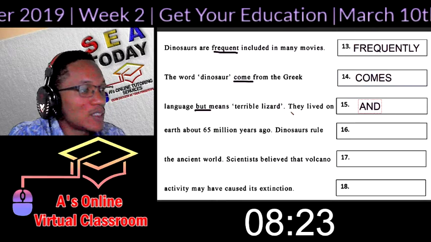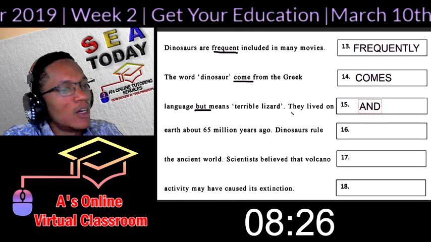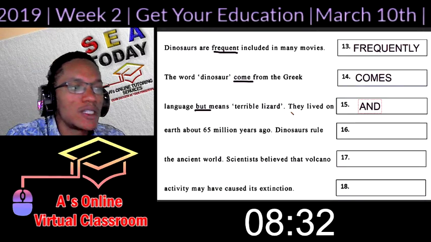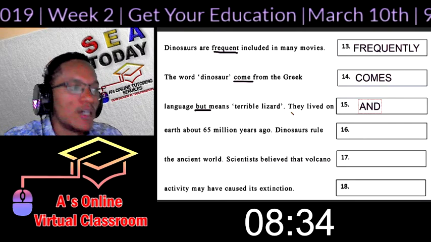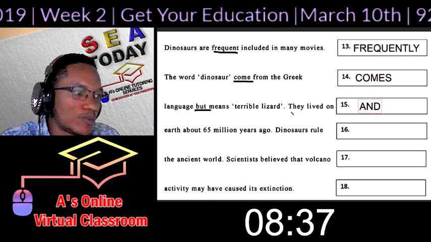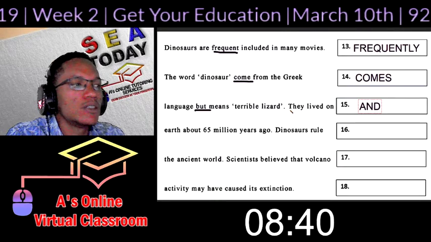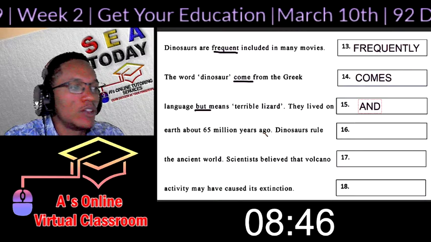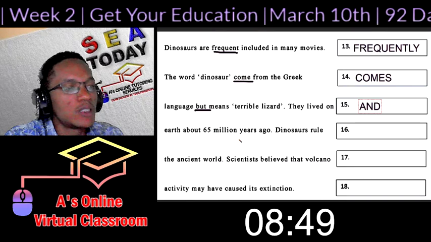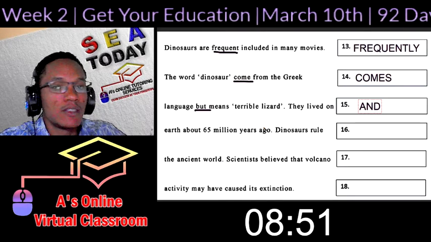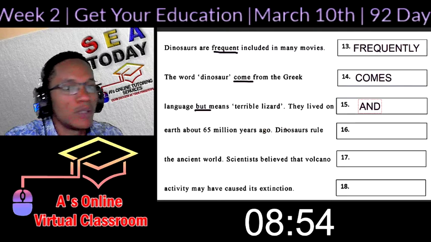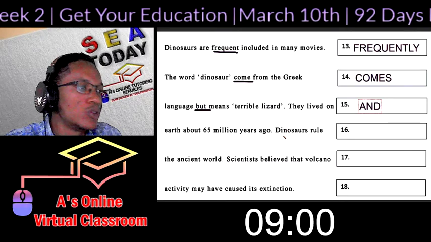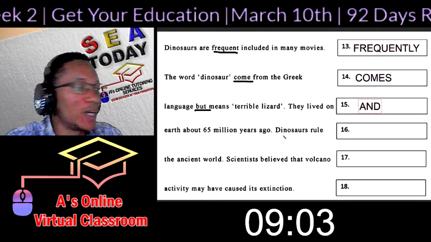So this, what is this? The fourth line. We're going into the fourth line. It reads, they lived on Earth about 65 million years ago. Dinosaurs rule. So the sentence that started in the third line into the fourth line is correct. Nothing is wrong there. They lived on Earth about 65 million years ago. But it really does set up the next sentence, because they're talking about something that happened 65 million years ago. Alright? So it's past. It's past tense.